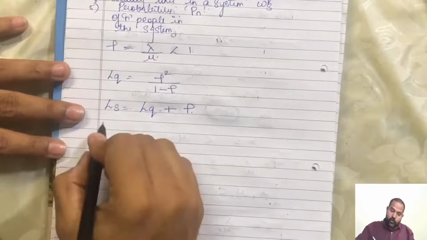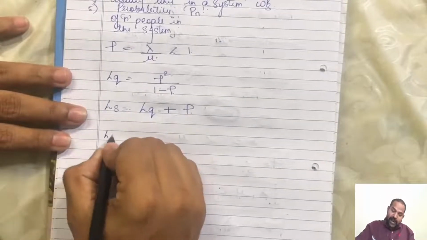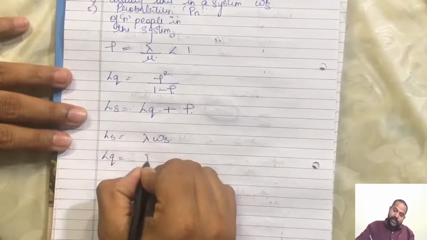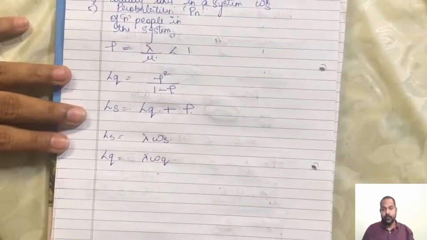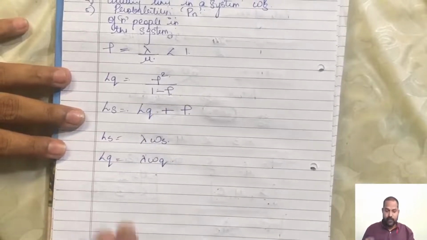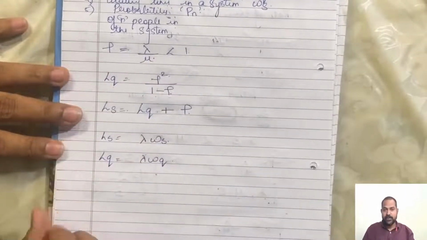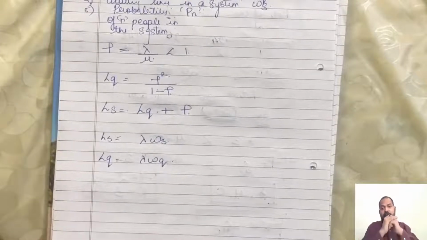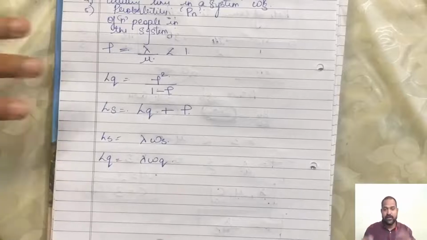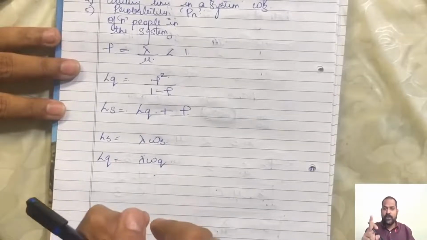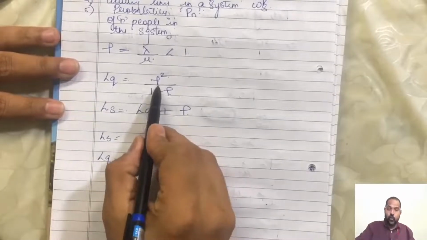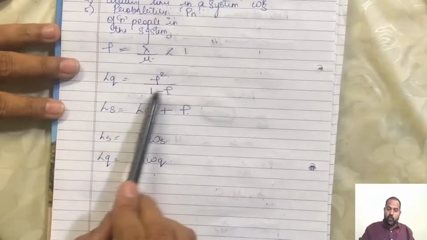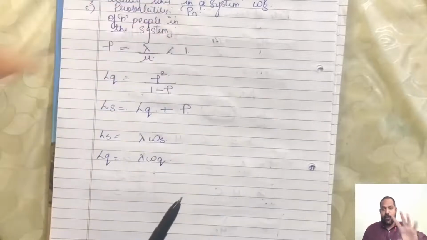And then the rest of the two are very, very easy. LS is given by lambda WS and LQ is given by lambda WQ. That's it. If you remember this, it's gold. You don't have to remember anything that they have written, and you can solve any question that they ask. No matter what they ask you, the first thing you will find is rho. How? Lambda upon V. Once you found rho, length of the queue is rho square upon 1 minus rho. This is the only formula I want you to remember.